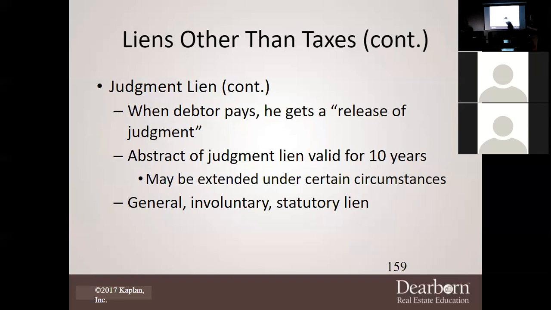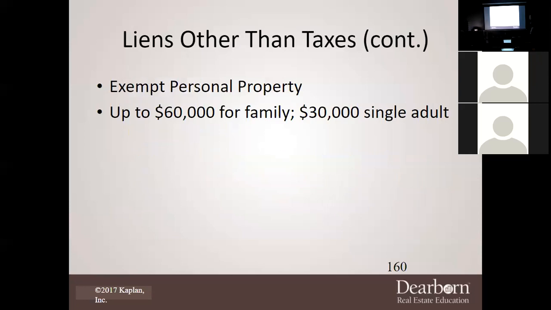Now, again, when a debtor pays, he will get a release. It's just like anything else. You pay off your debt, you get a release. The abstract of judgment lien is going to be valid for 10 years, and it can be extended under certain circumstances. 90% of the time, you got a lien, they're going to let it renew. So it's renewable every 10 years. Okay? So you're going to get that money. You may not get it right this moment, but you're going to get it. Okay? It is going to be a general, which means what? It can attach to anything. Involuntary statutory lien.